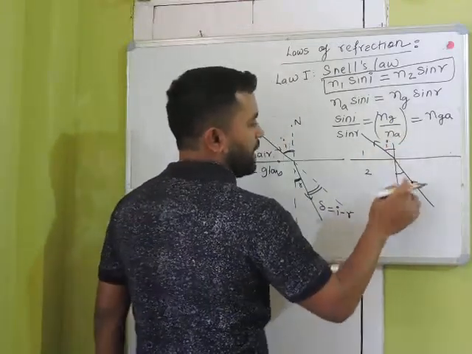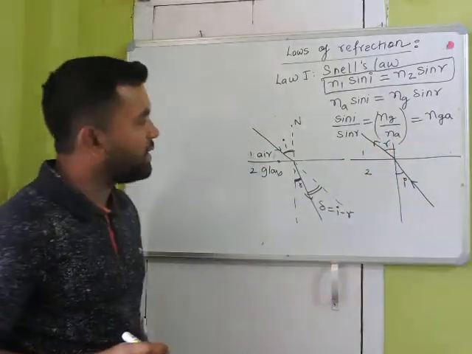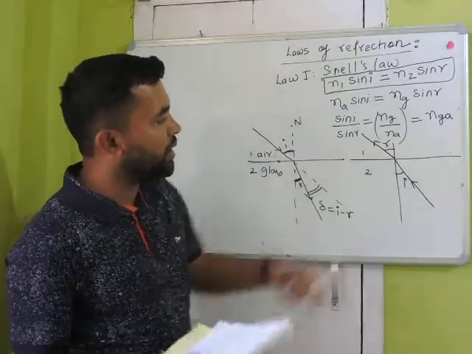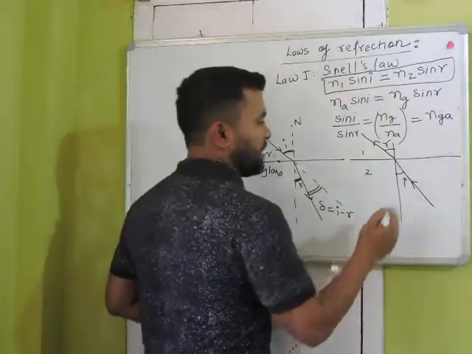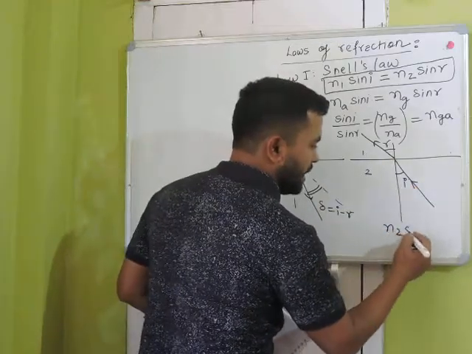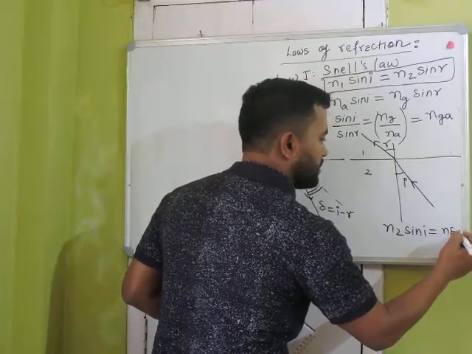Okay, let us say this is I, this is R. Now how will you apply Snell's law here? Again, you have to see from where to where light is going. So here you will write Snell's law in this diagram. If light is going from 2 to 1, N2 sin I is equal to N1 sin R.